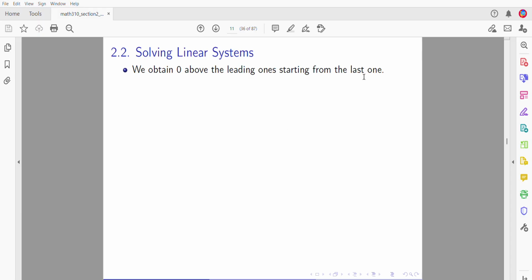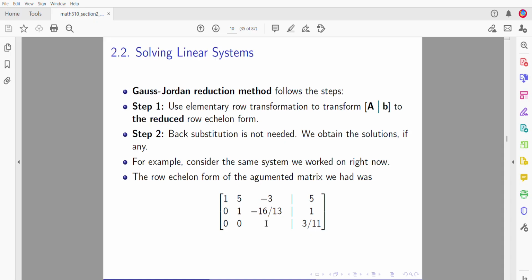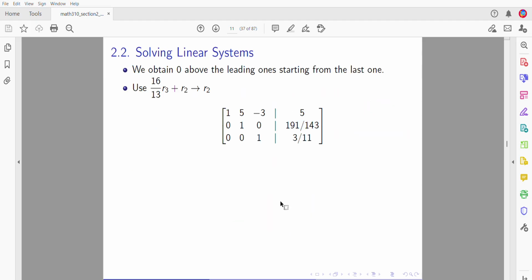Okay. So you got a 0 here by this operation. Let's go back, remind ourselves. 16 over 3 times row 3 plus row 2 will give me 0 there. Row 3 plus row 2 is your new row 2. All right. Now I want a 0 here. 3 times row 3 plus row 1 is your new row 1. You got 0 there. Notice this number also changed accordingly.